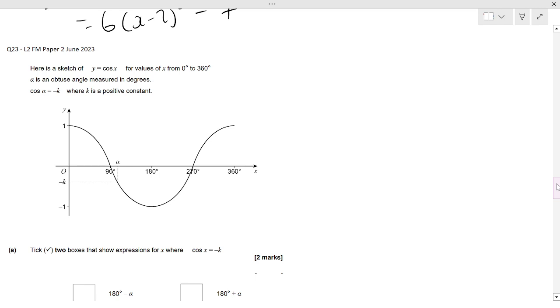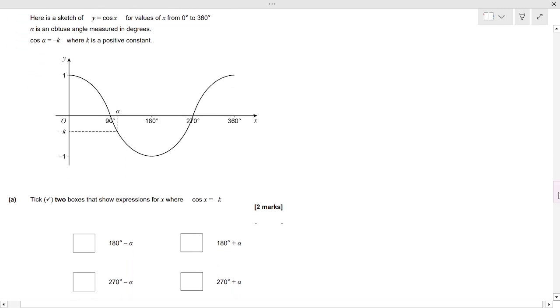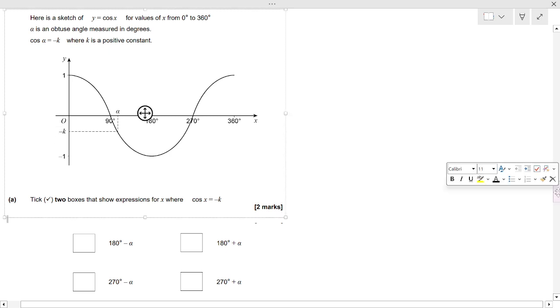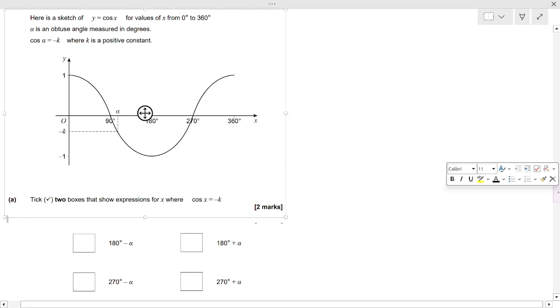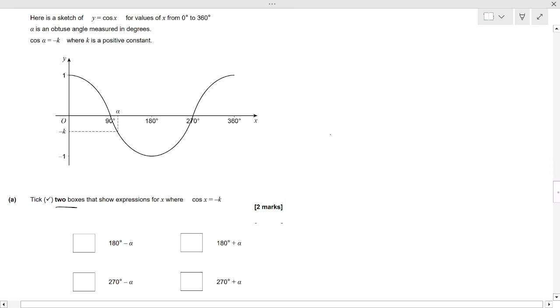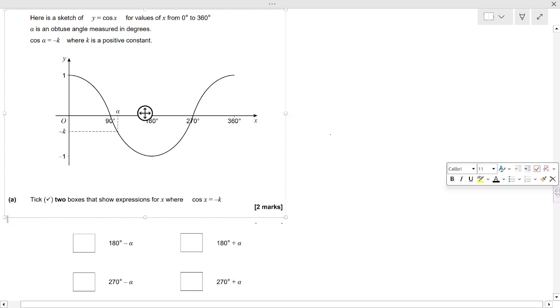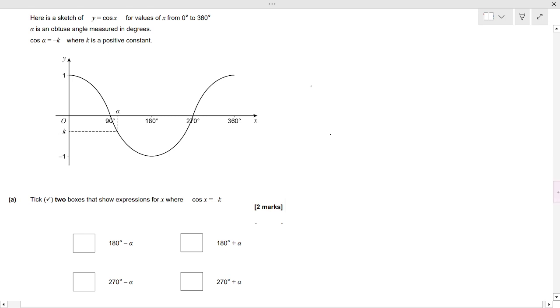But these are the harder ones, I think. And it depends how, I don't know. But we are given a cos graph, cos of x. And we are told that when cos x is minus k here, we get the solution alpha. Then it says to find the other values of x, or the other solutions to cos x is minus k.